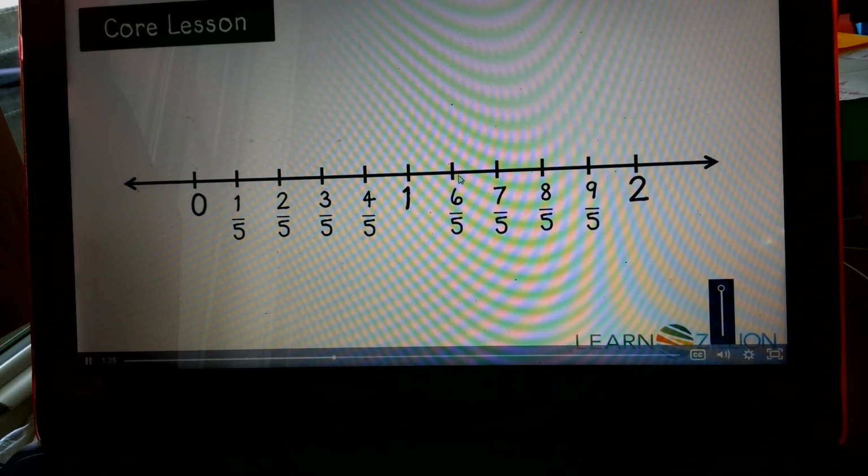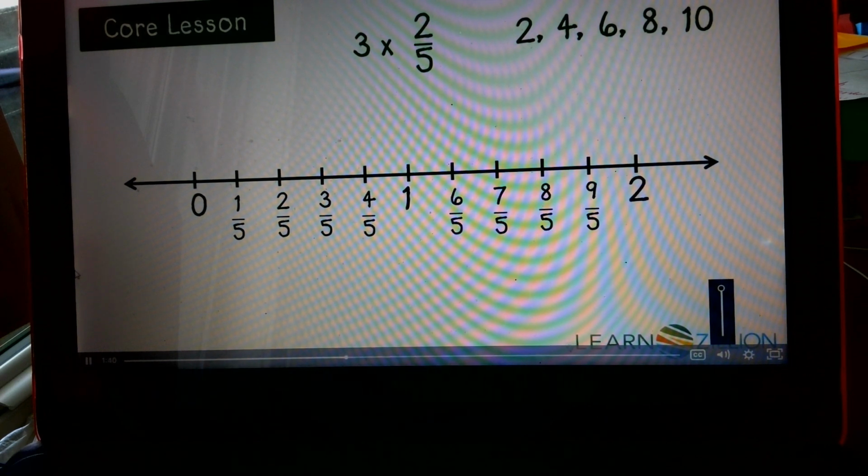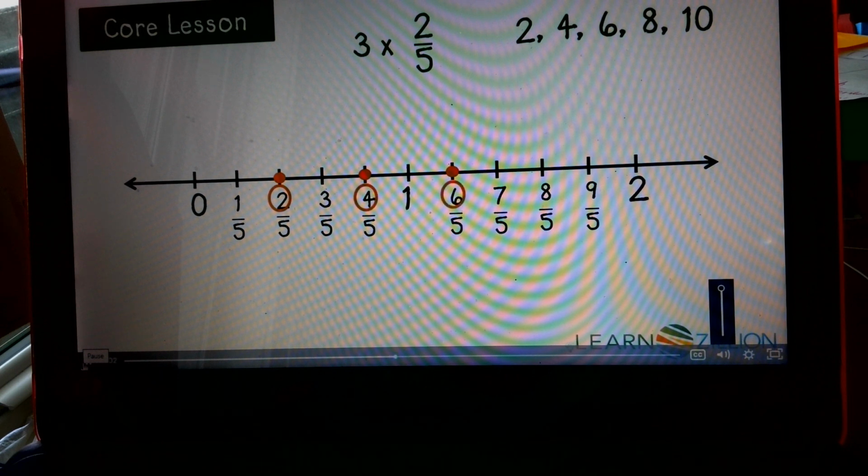Now let's use a number line to solve 3 times 2/5. In earlier grades, you learned to skip count. For example, you can skip count by 2s. 2, 4, 6, 8, 10. We're going to skip count on the number line by 2/5. Every 2/5 tick mark is really 1/5 plus 1/5. So here we go. 2/5, 4/5, 6/5. Notice that we skip counted 3 times because we're multiplying by 3. We're on the 6/5 point, and that's the solution to 3 times 2/5.